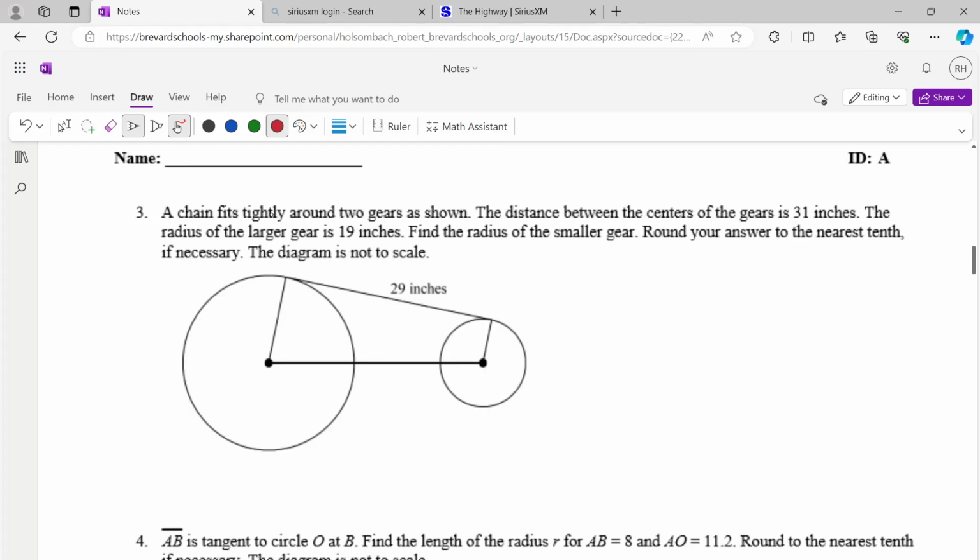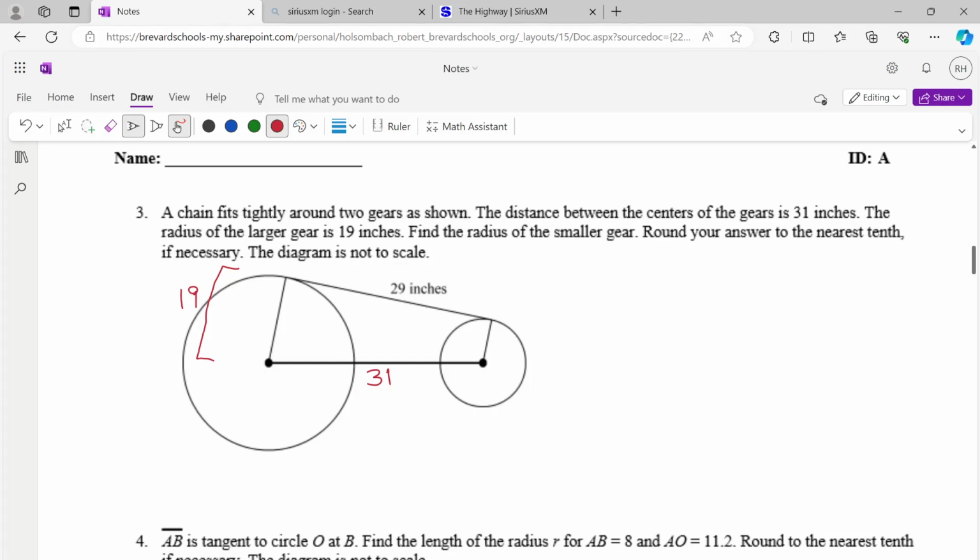Similar problem here, a chain fits tightly around 2 gears. The distance between the centers of the gears is 31. So here's the center of the gears. This piece is 31. The radius of the larger circle is 19. So this distance is 19. Find the radius of the smaller gear, round your answer to the nearest tenth if necessary.